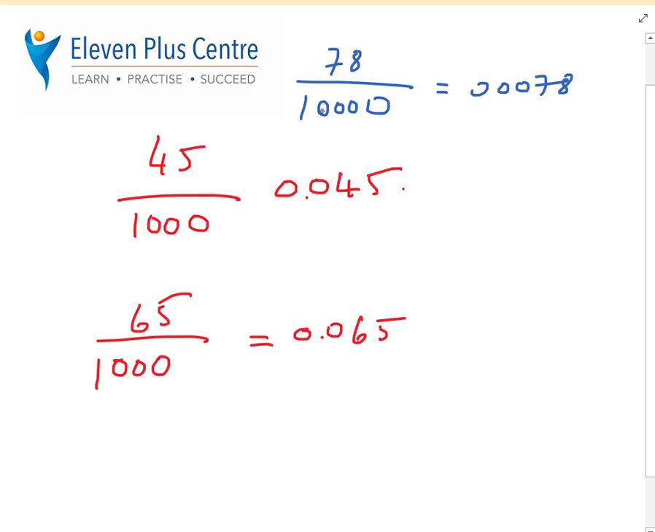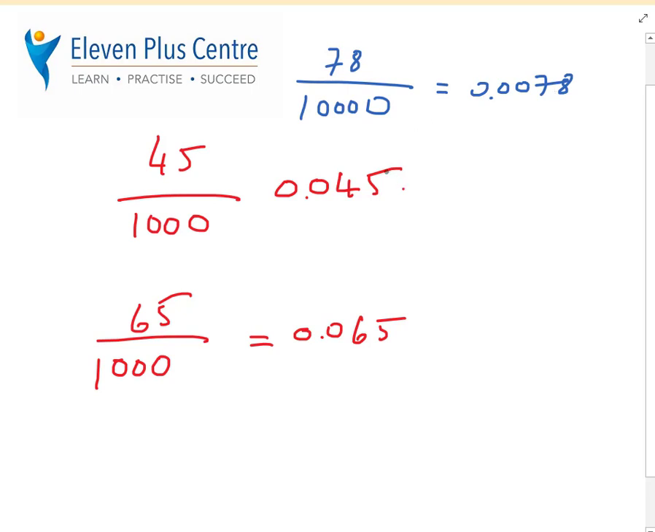And then my original question. How many zeros were there? 1, 2, 3, 4. Our invisible decimal point is here. We're going to go 1, 2, 3, 4 spaces backwards. So 78 divided by 10,000 is 0.0078. Okay, I'd like you to have a go now.